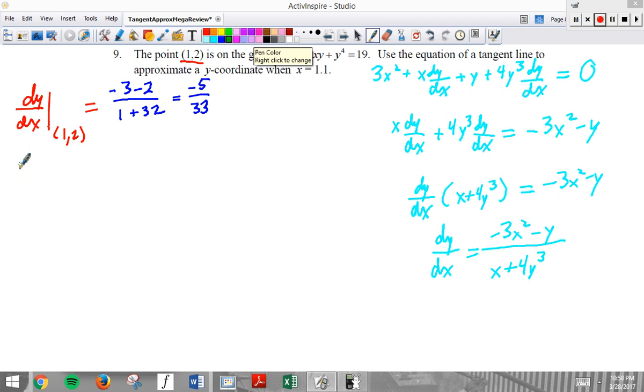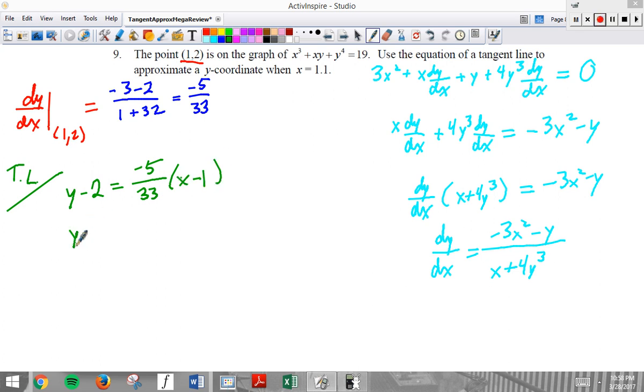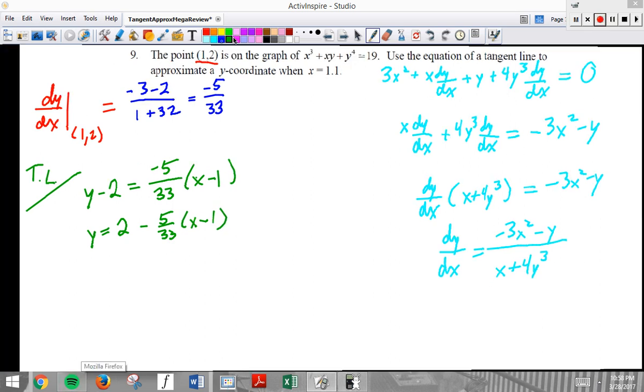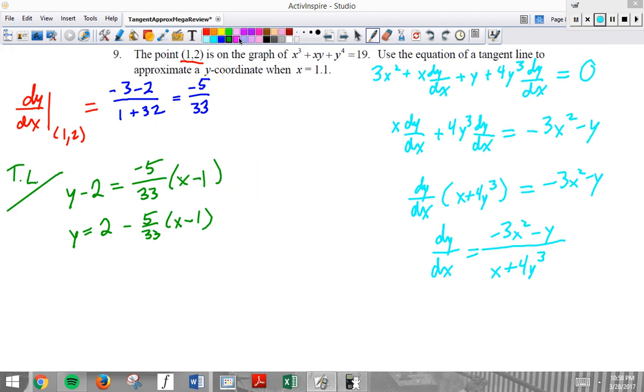So my tangent line, here's how I label that. Y minus 2 equals negative 5 over 33 times x minus 1. Solving for y, like you have in every single problem so far. And when x equals 1.1, what the heck? So, oh man. Why are you being so annoying?